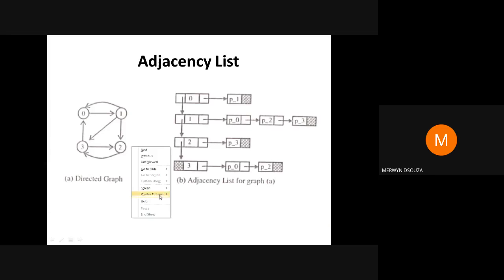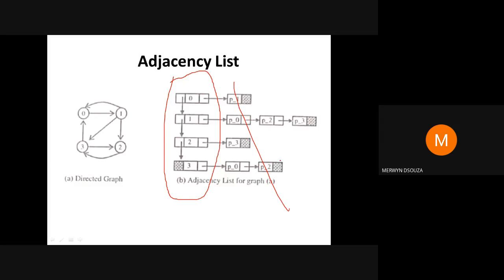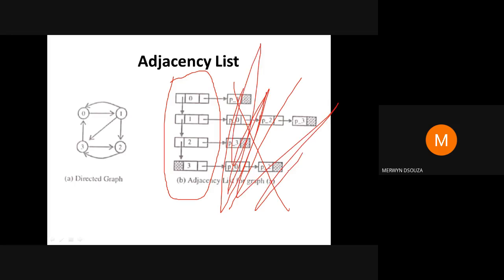So this is the way you would represent an adjacency list. First of all, there would be multiple linked lists. The first linked list would be like this. Don't look at this part now, just look at this. These are all your vertices. So there are 4 vertices, 4 nodes: 0, 1, 2, and 3.